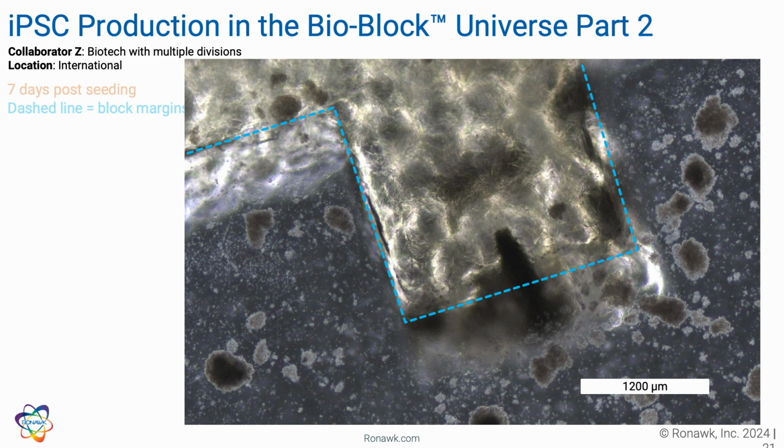For collaborator 2, they sent us this image and they were like, I don't know what's going on here. Interestingly enough, you can see the big aggregates that are getting out of the cell. But if you see this shadow right here, those are aggregates that are being formed inside of the block that are not getting out yet. So this is just on iPSC production. Just imagine how many cells are actually being produced in the matrix.